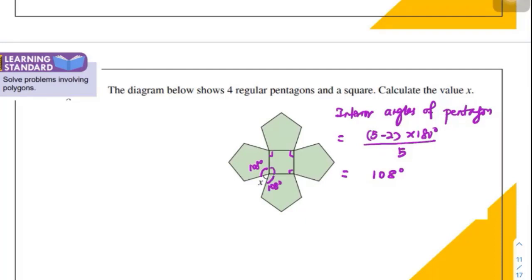So this is 108, and this is 90, straight, because it is a square. So 90 degrees. So how to get the x? x will be equal to? Patricia?